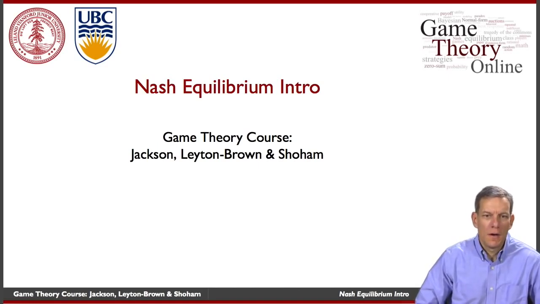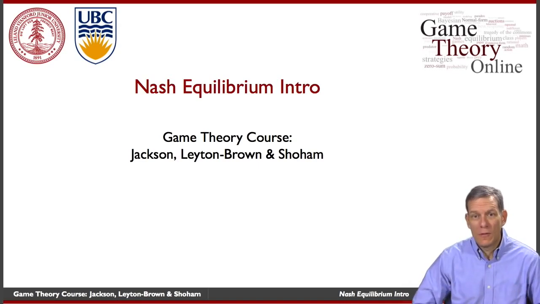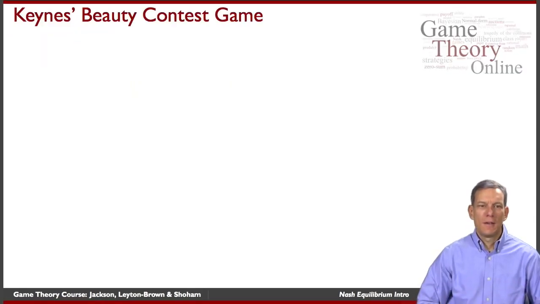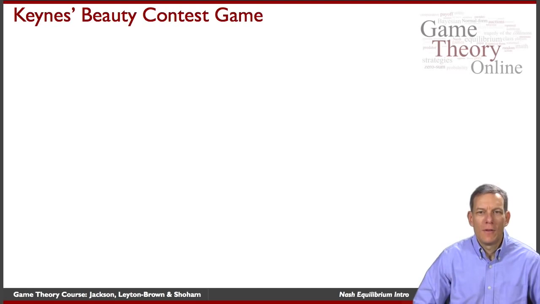We're talking right now about Nash equilibrium, which is probably the most basic and standard solution concept in all of game theory. It's named after John Nash, who was a mathematician at Princeton and some years back won the Nobel Prize for his work on this subject. It's a very basic and fundamental concept. To motivate it, let's start by talking through a particular game that was described and invented by another famous person: John Maynard Keynes' beauty contest game.